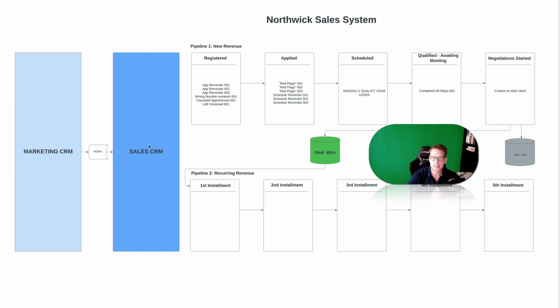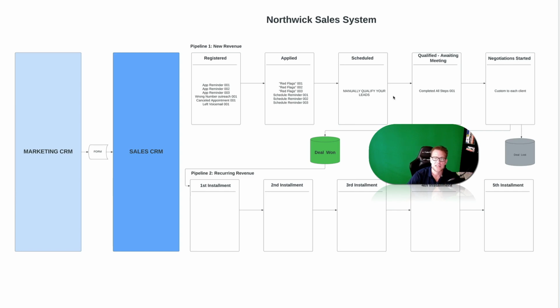Now for me, I use Pipedrive for my sales CRM. It makes it very easy for me and my sales team to hop in every day, check to see who is on the list of contact, and then follow up accordingly, because they're all going to be placed into a specific stage. Did they register? Did they apply? Did they schedule? Are they qualified and awaiting the meeting? And did we get a negotiation started?